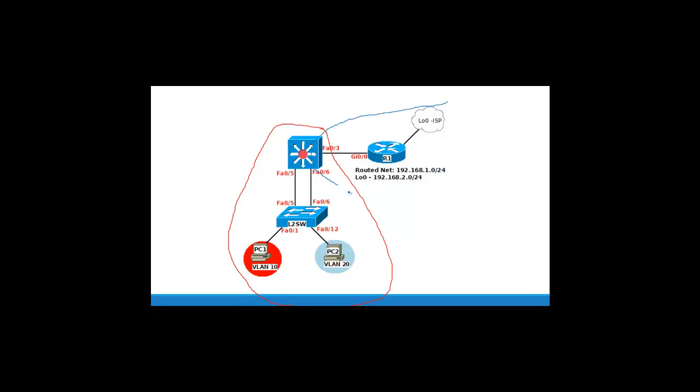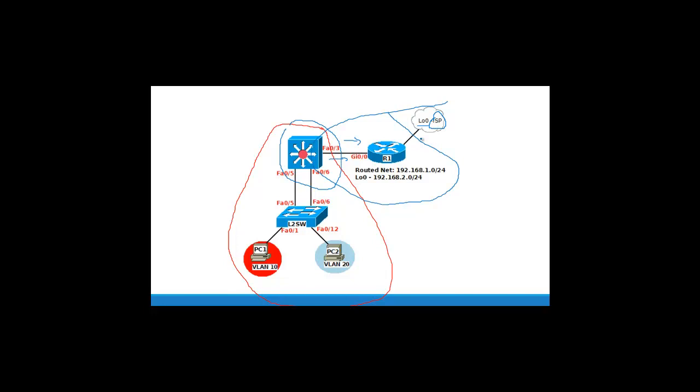A lot of times, say this is your distribution or your core, and you want to go out to the internet, you'll connect it to this router. A good use for this routed port is to connect to a router that goes out to the internet. So I want to simulate that. I connected my router, and then I'm going to configure a loopback, which is why I call it LO0. It's going to represent my service provider or some IP address out on the internet.